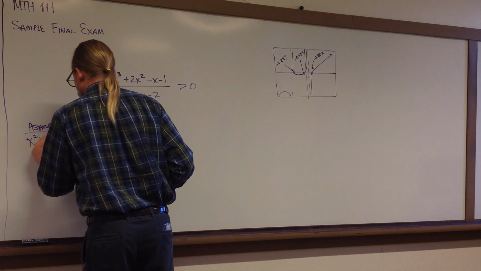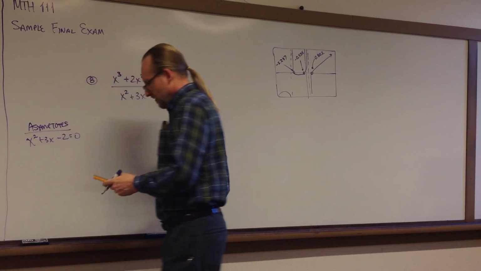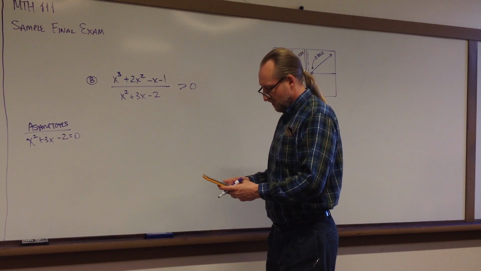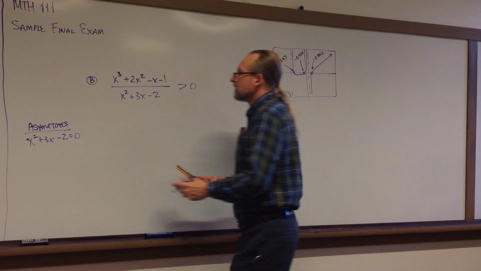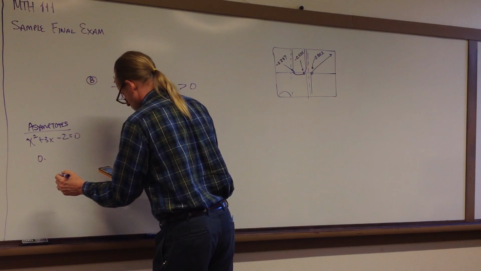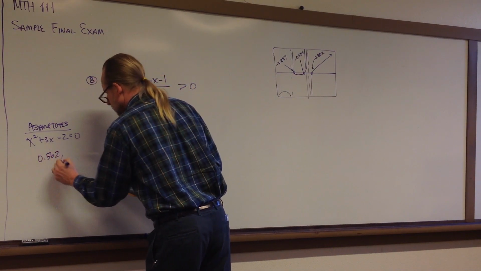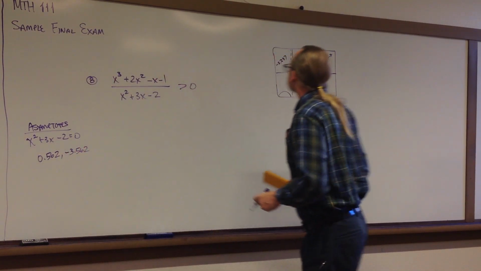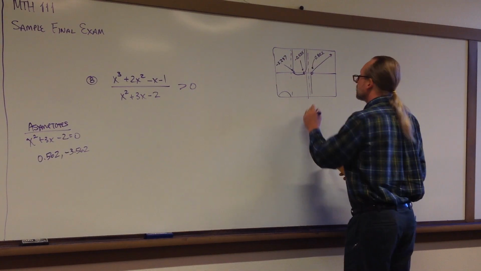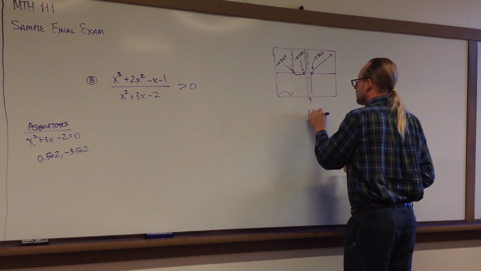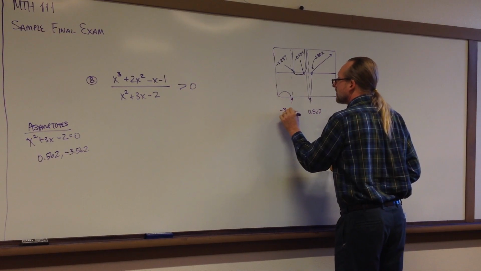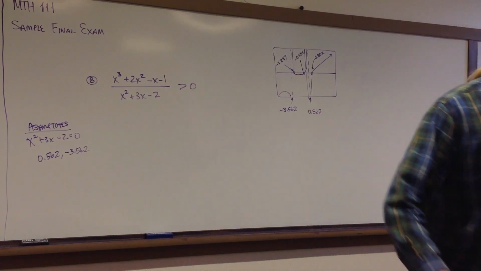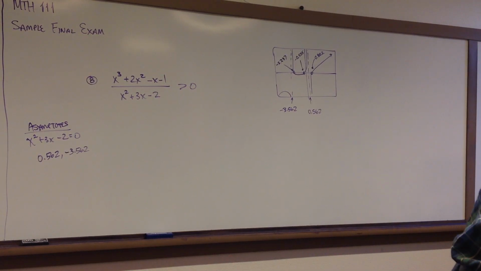Where is x squared plus 3x minus 2 equal to 0? Okay, let's see here. That's going to be 0.562 and negative 3.562. Okay, so this one is positive 0.562, and this one negative 3.562. All right, so now we've got all of the critical values identified, all the roots, all the asymptotes.